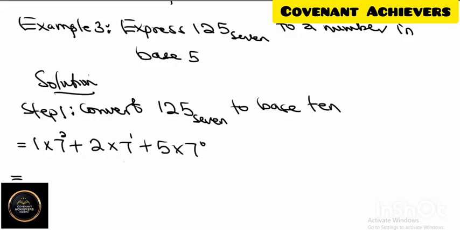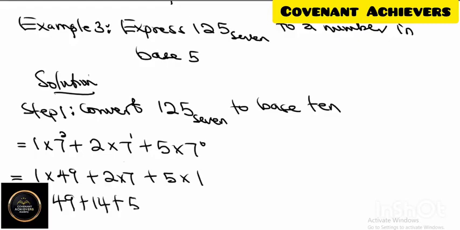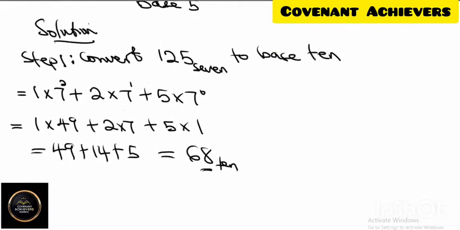And this is going to be 1 times 49 plus 2 times 7, then plus 5 times 1. So this is 49 plus 14 plus 5, that's 68 base 10. Then you need to convert this base 10 to base 5. Let's have that here.